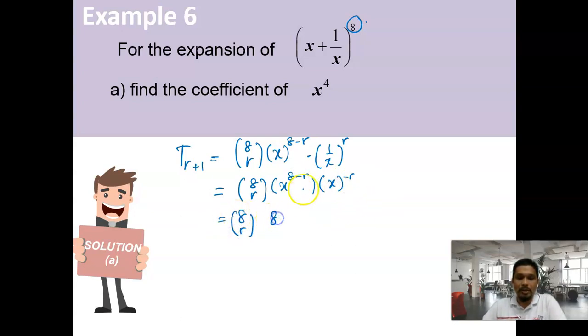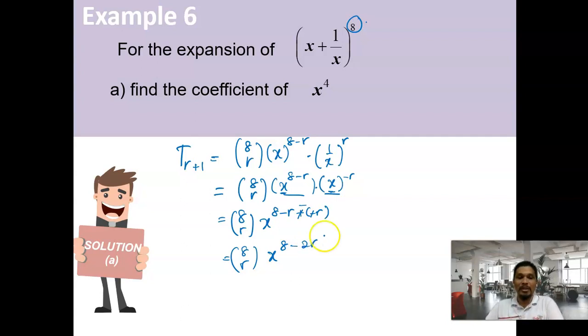Okay, so multiplying between these, the multiplication between this and the coefficient is x and x. So this is x to the power of 8 minus r, and then multiplying, we add up the powers: 8 minus r plus negative r. So positive plus negative r gives C(8, r) x to the power of 8 minus 2r.